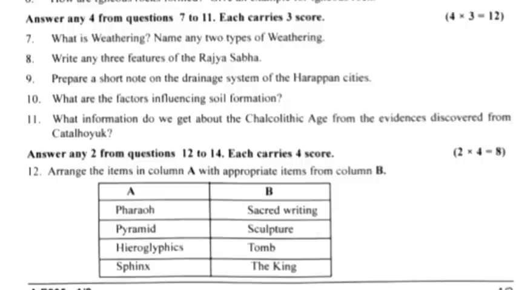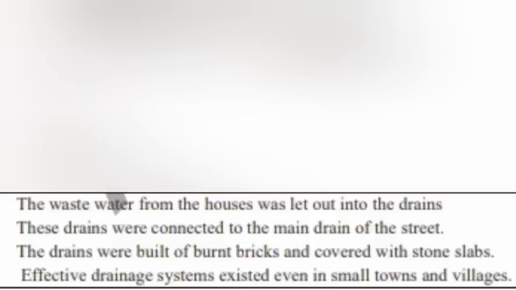9. Prepare a short note on the drainage system of the Harappan cities. Answer: the wastewater from the houses was let out into the drains. These drains were connected to the main drain of the street. The drains were built of burnt bricks and covered with stone slabs. Effective drainage system existed even in small towns and villages.